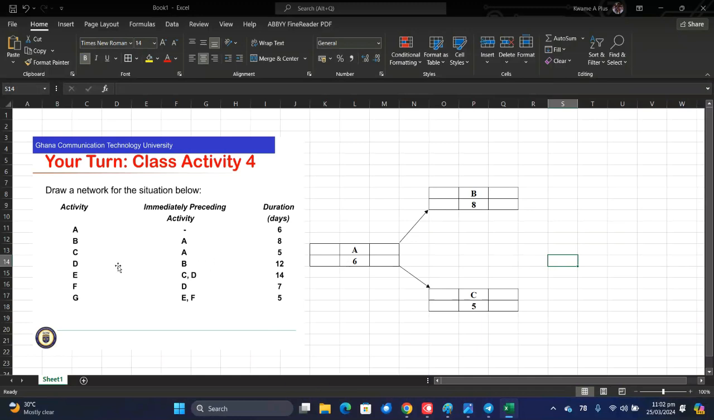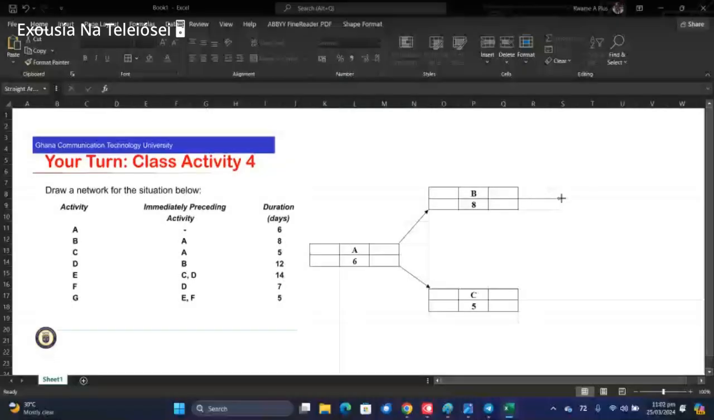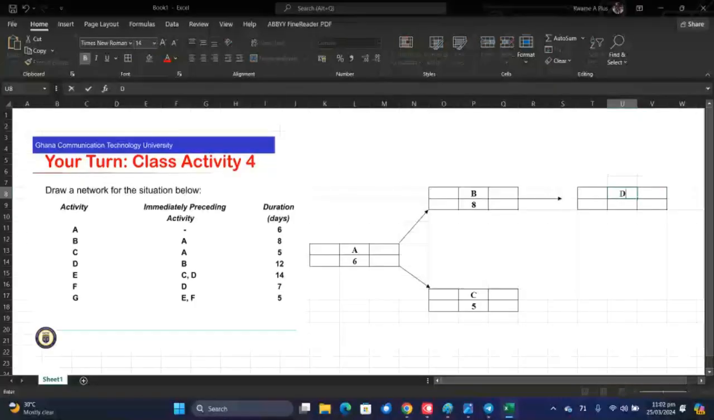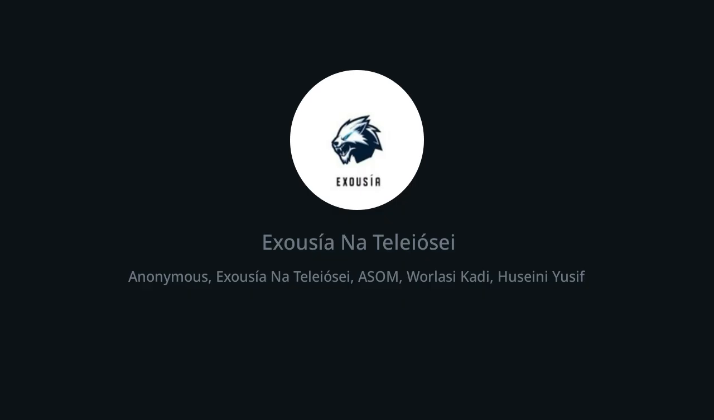And you'll say B precedes D, meaning B precedes D. So the B copy, right? It has to be D, and the duration is 12. Yes. And I'll say C and D. CD. Okay.